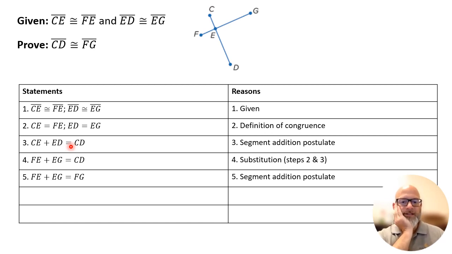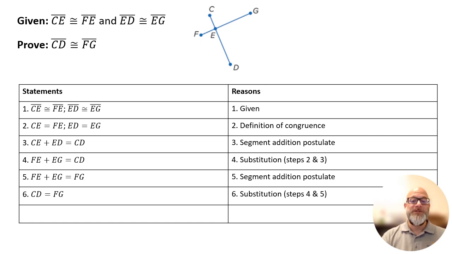What is next? More substitution. So stare at lines 4 and 5 and see if you can come up with a substitution. Some people see substitutions easily, others have to work harder at it. You see it? You have a theory? It is CD equals FG. How did that happen? Well, look right over here. FE plus EG equals CD.